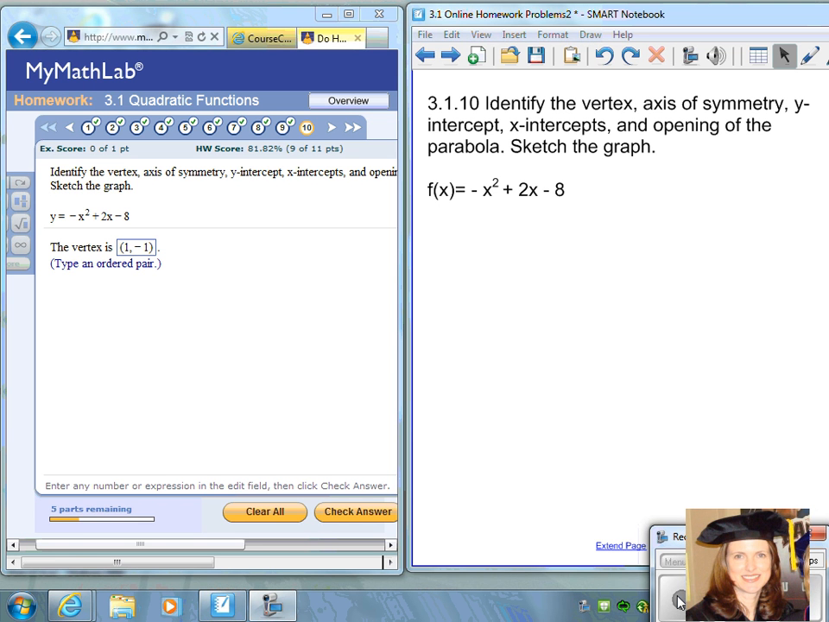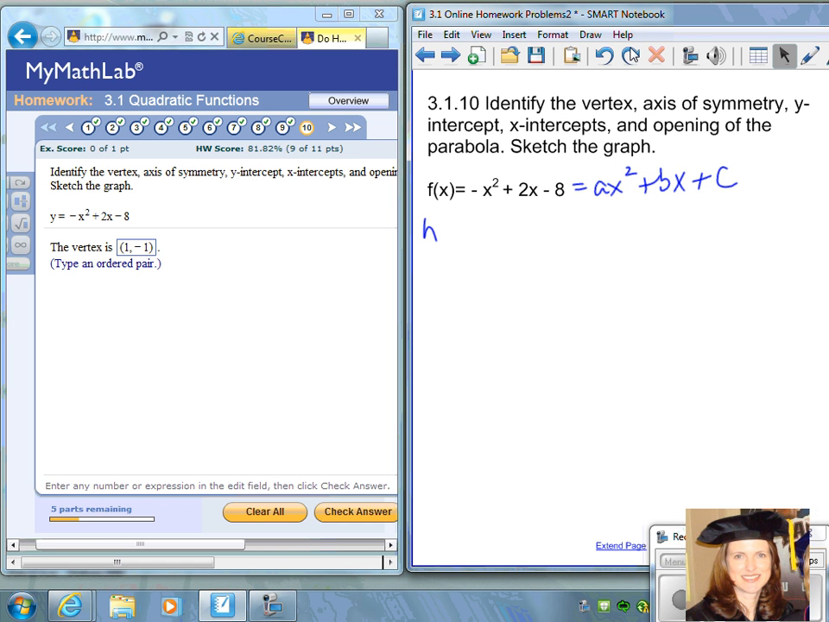For question number 10 in section 3.1, we're asked to identify the vertex, the axis of symmetry, the y-intercept, the x-intercepts, and the opening of the parabola. Then finally sketch the graph.